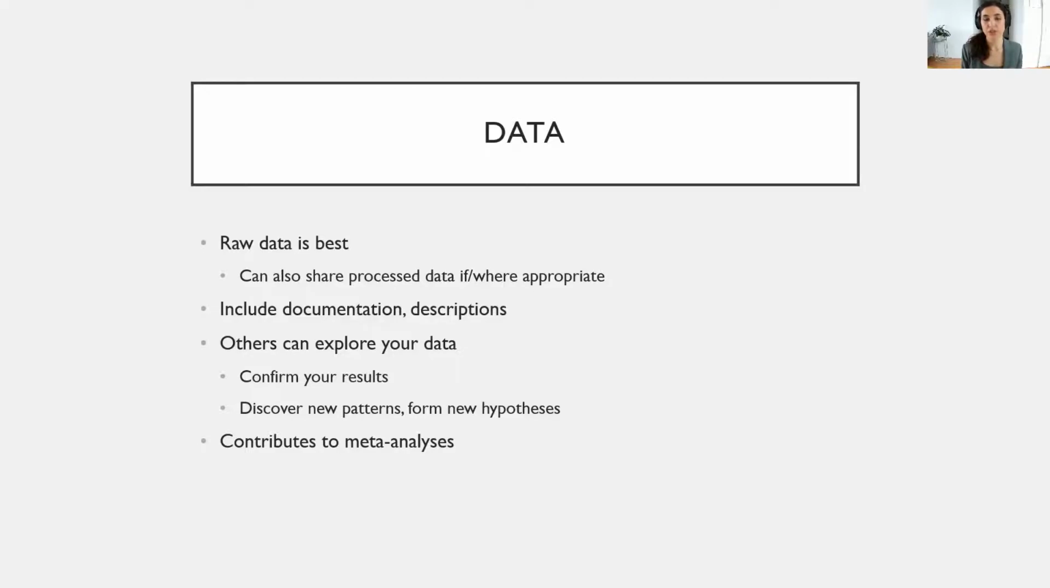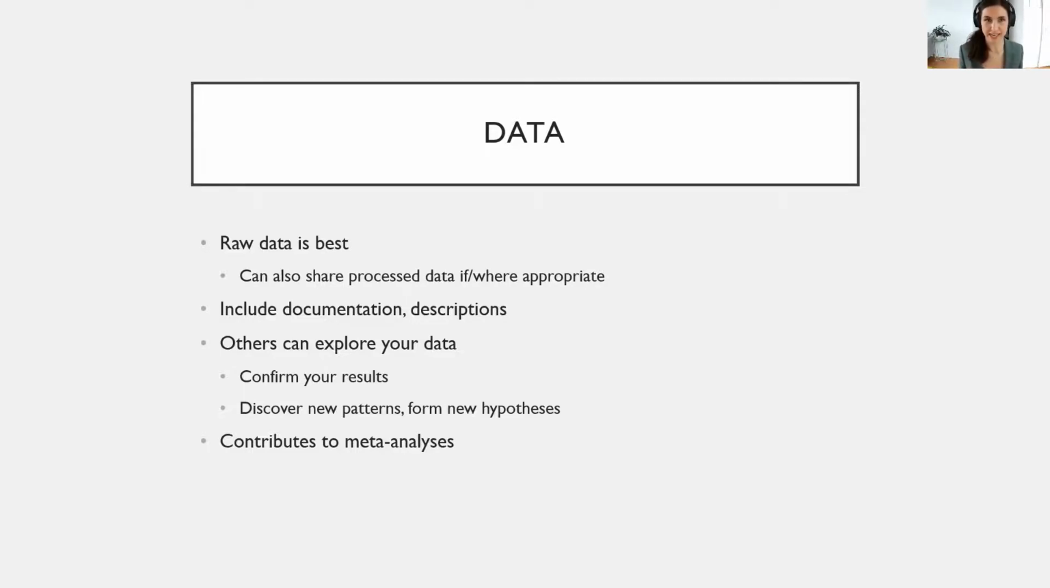Sharing data can also contribute to meta-analyses. So meta-analyses are kind of studies that take data from a bunch of different studies, combine them, and kind of do a study of the studies to see what the true effects are in a given field. So having raw data for that is much easier to use than just some summary statistics in a research article. So sharing data is an important part of open science.